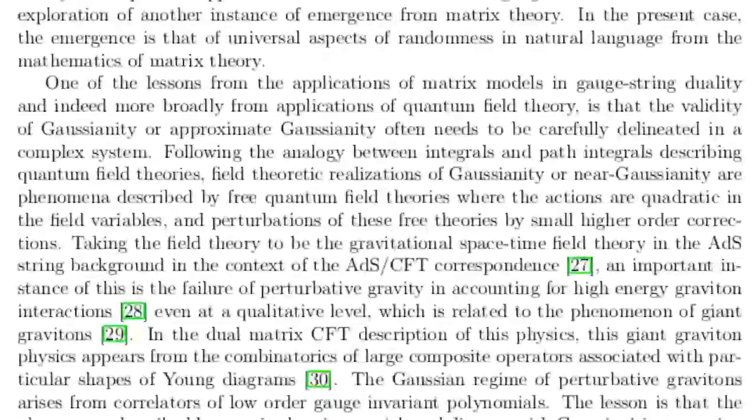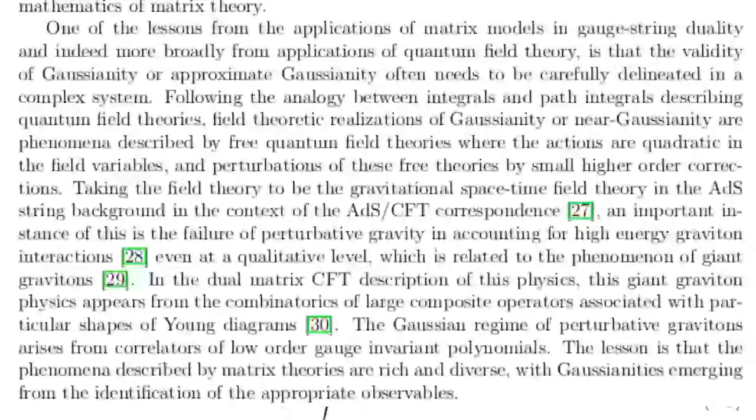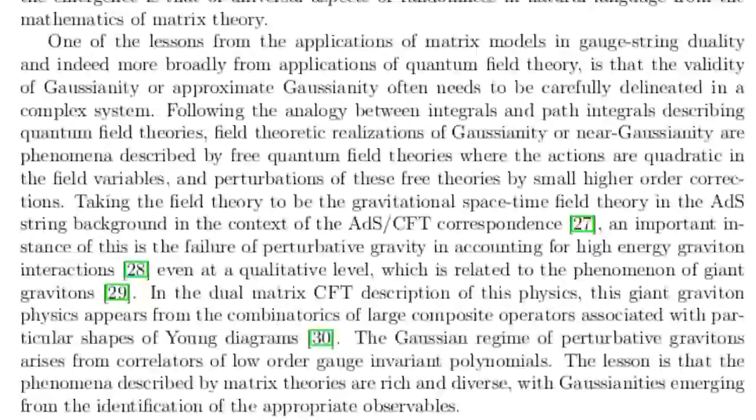One of the lessons from the applications of matrix models to string duality is that the validity of Gaussianity or approximate Gaussianity often needs to be carefully delineated in a complex system. The lesson is that the phenomena described in matrix theories are rich and diverse, with Gaussianities emerging from the identification of the appropriate observables. Okay, I'm afraid this still isn't making sense to me.